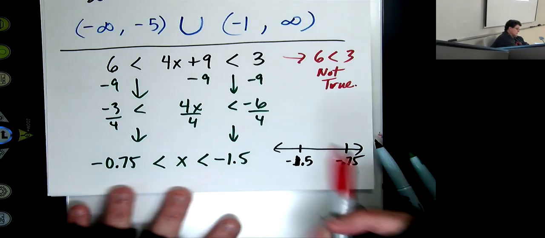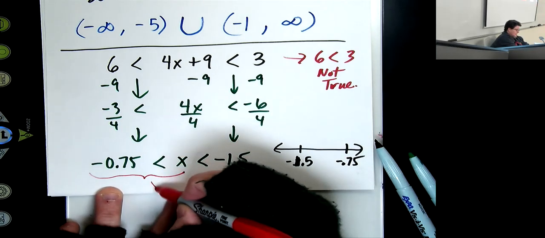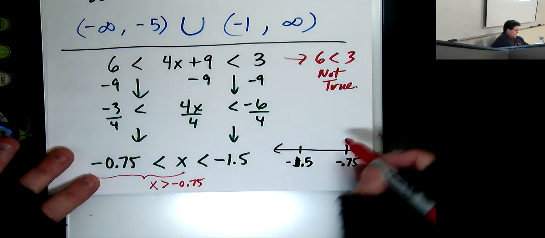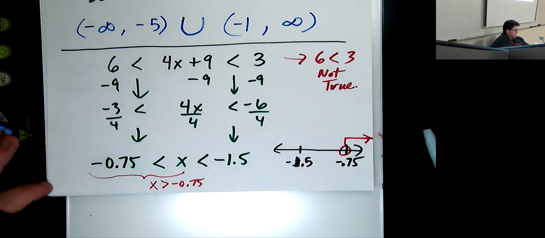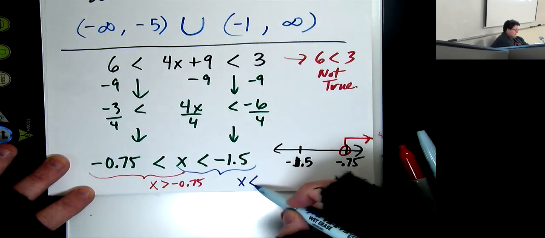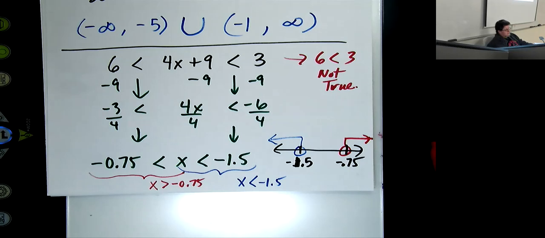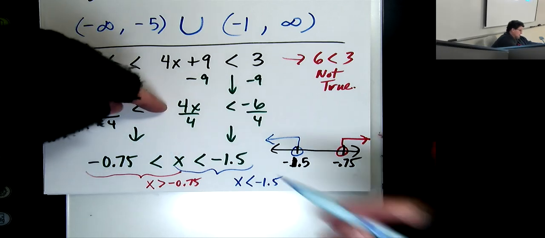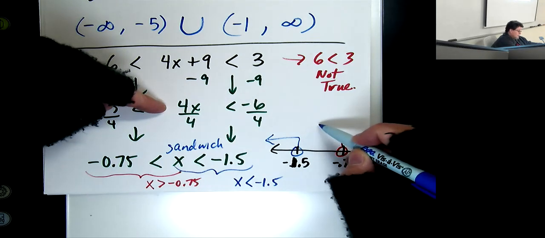If we look at this though, this is saying x effectively is greater than negative 0.75. If I change the order, that's saying this direction. If I look at that part, that says x is less than negative 1.5. That would be this direction. But it's a sandwich. It needs to be in the middle. It should be here.